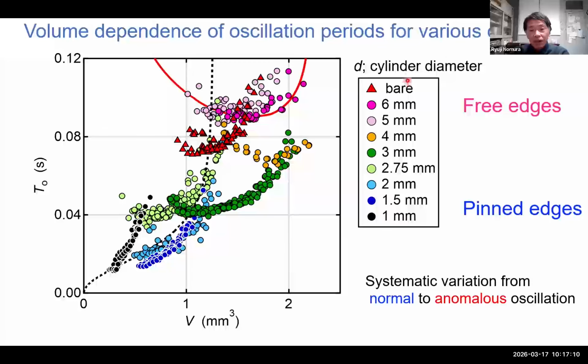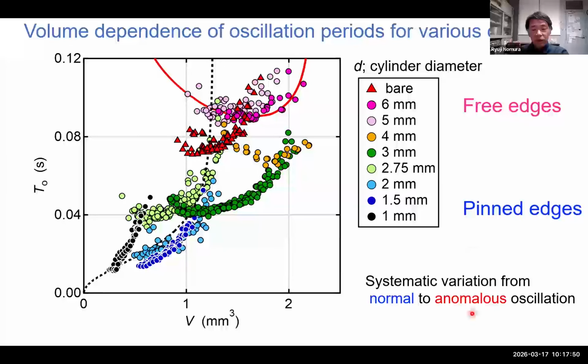And for the wide cylinder of 6 millimeter or 5 millimeter, or without a cylinder, the bare curve, it has a non-monotonic dependence like this for the free edge case. And in between, we have an intermediate behavior. So by changing the diameter of the cylinder, we observe a systematic variation from the normal to the anomalous oscillation behavior. And I think these changes are related to the edge motion of the droplet along the surface.